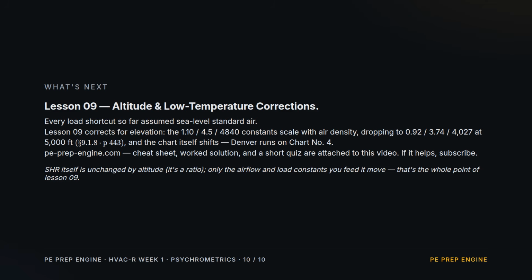Next up, Lesson 9, Altitude and Low Temperature Corrections. Every shortcut so far assumed sea level air. Thinner air at elevation drops the constants. 1.10 becomes 0.92 at 5,000 feet, and the chart shifts too.